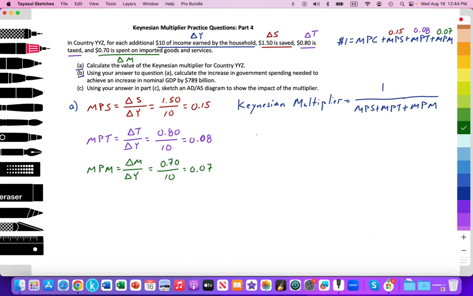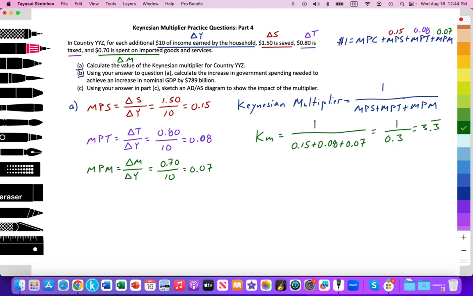So the Keynesian multiplier is equal to 1 over the marginal propensity to save, 0.15, plus 0.08, which is the propensity to tax, plus 0.07, the propensity to consume imported goods. And that equals 1 over 0.3. Okay, and then that would equal 3.3 repeating.